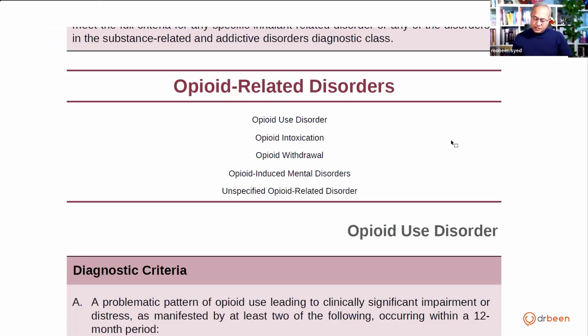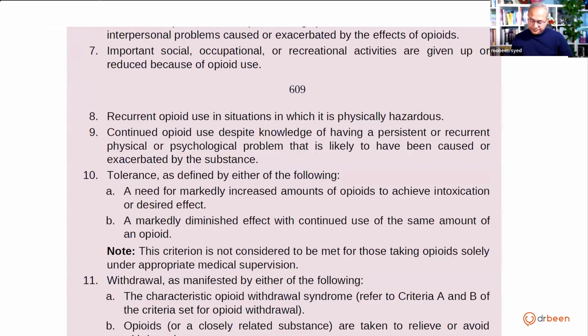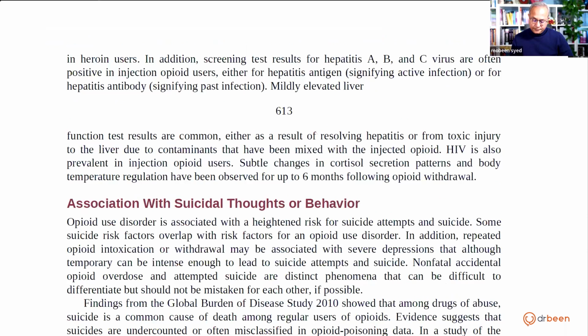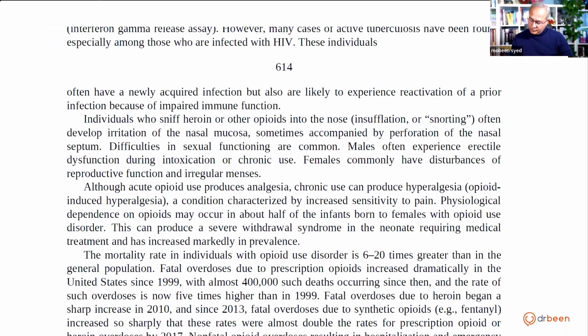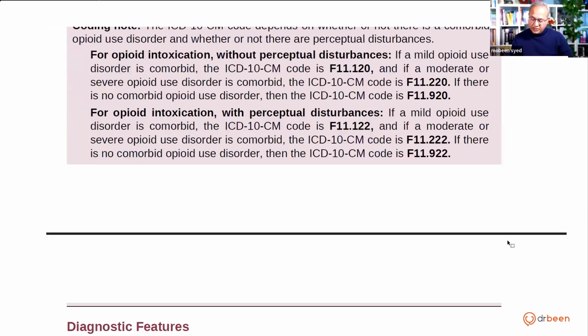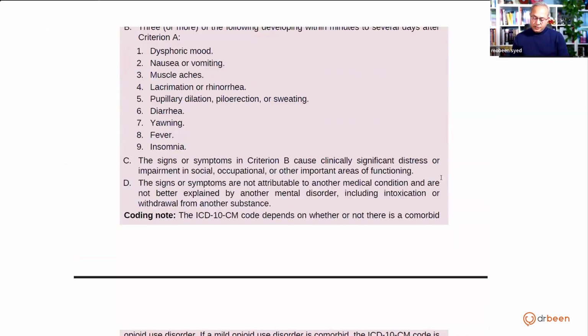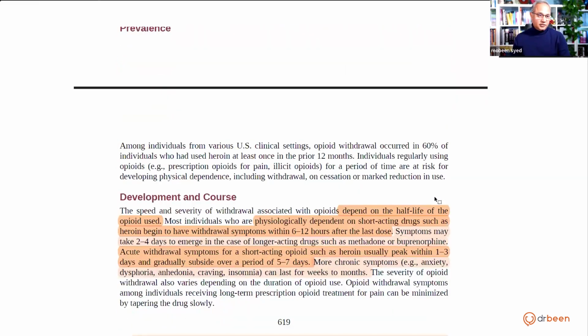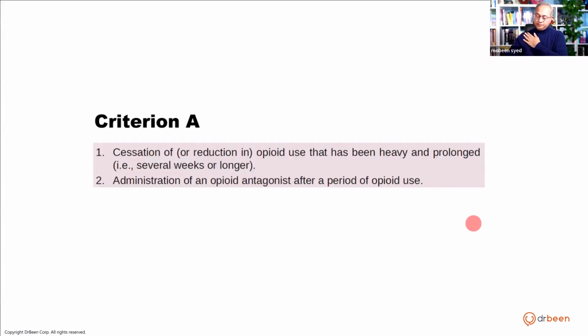So this is the DSM-5 TR, opioid-related disorders. We have already done opioid use disorder. We have done opioid intoxication. Today, we're going to do opioid withdrawal. Just very quickly, we did this last time, intoxication, and this is the withdrawal. We are going to go over this section, and let's do that with my drawings.